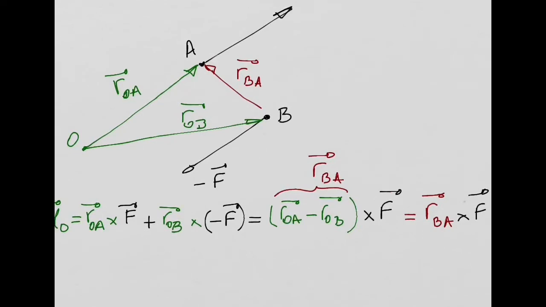And one important conclusion: the result of the moment produced by this couple of these two forces, F and minus F, is going to be this cross product of a vector that only depends on the position between point B and point A. So basically what I'm saying is that we evaluated the moment about point O, but the position vector starting on point O does not appear there anymore.